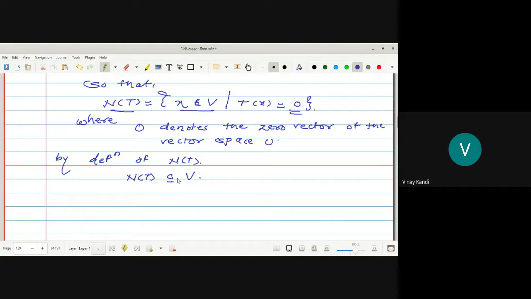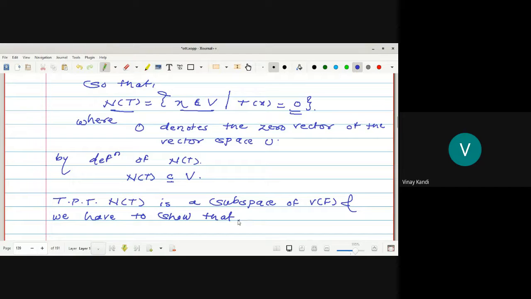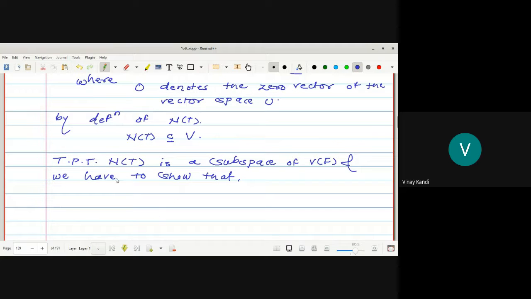Now we have to prove that this N(T) is a subspace of V over F. We have to show, first, that 0 belongs to the null space of T, that is, the null space of T contains the 0 element. And second, we have to show that it is itself a vector space.